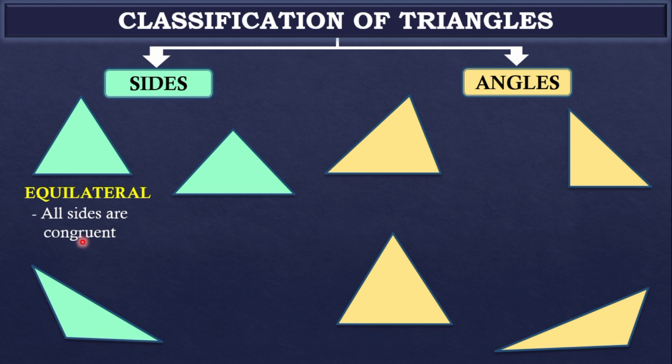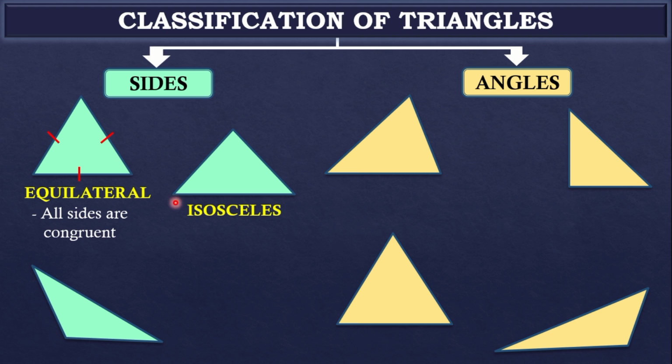When we say congruent, equal length. Okay, so they are all the same. You will see that there are markings. So when you see the same markings, the same number of tick lines, it means all of its sides are congruent. And when all sides are congruent, that is what we call an equilateral triangle.